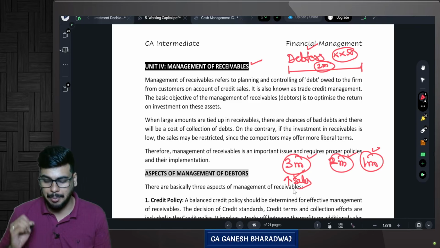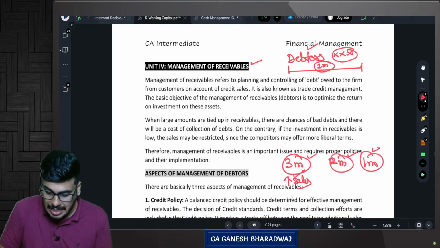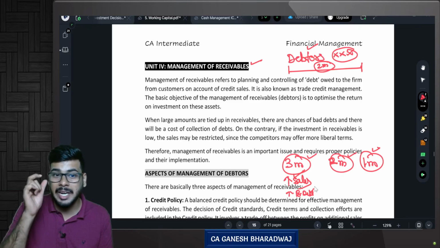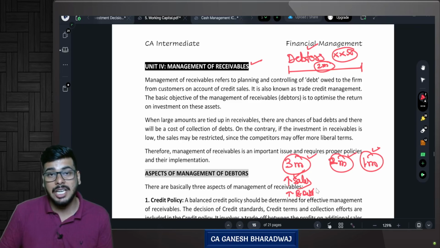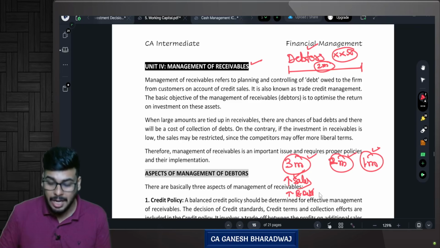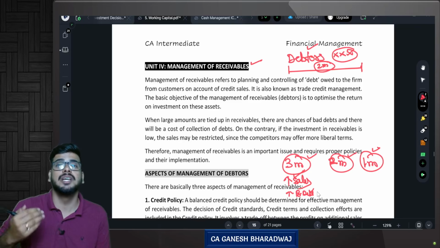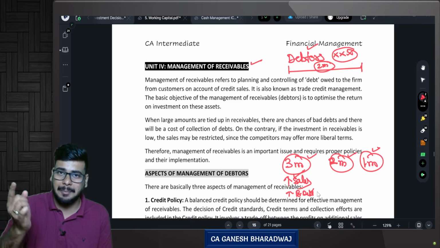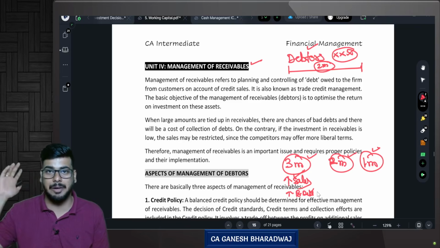But what is the problem if you give more credit term? The chances of bad debts is also more. Why? Because now they are taking more time. People are coming to you because you are giving more time. These people can be intentional defaulters also. The chances of bad debts is more. That is number one. And also, the more the credit period, the more will be the amount of funds blocked in it by way of working capital, and hence the cost associated with working capital will also be more.